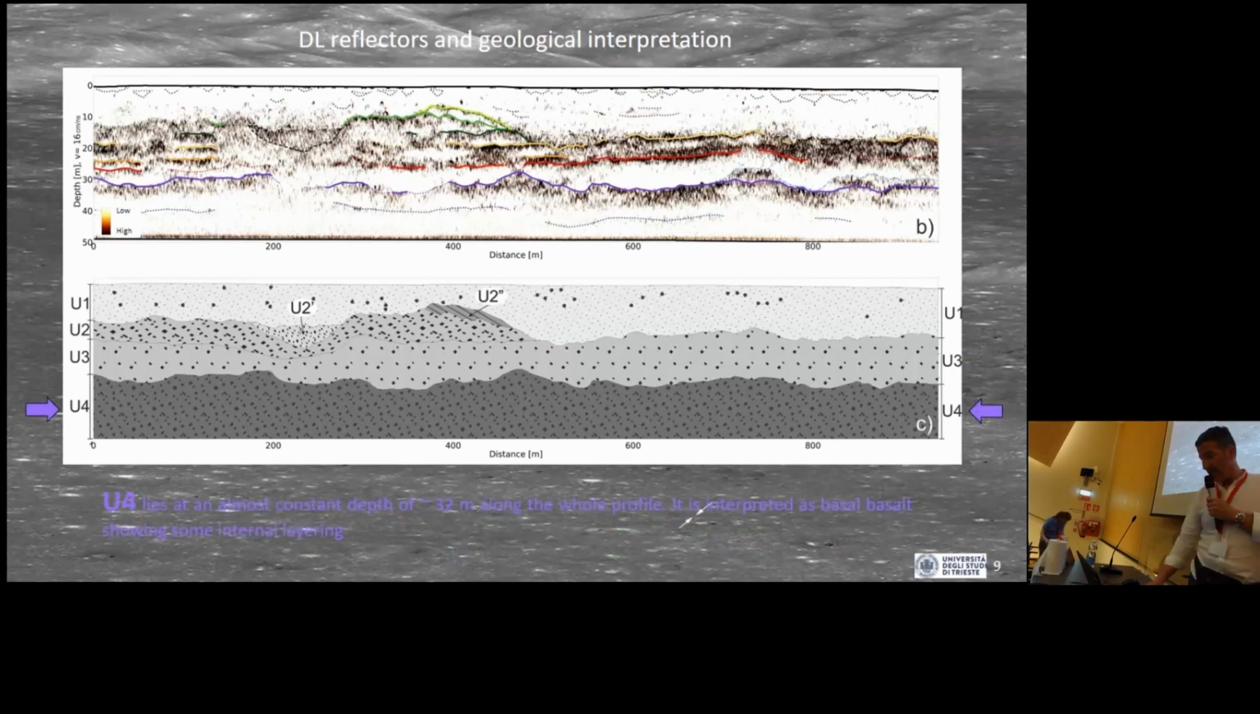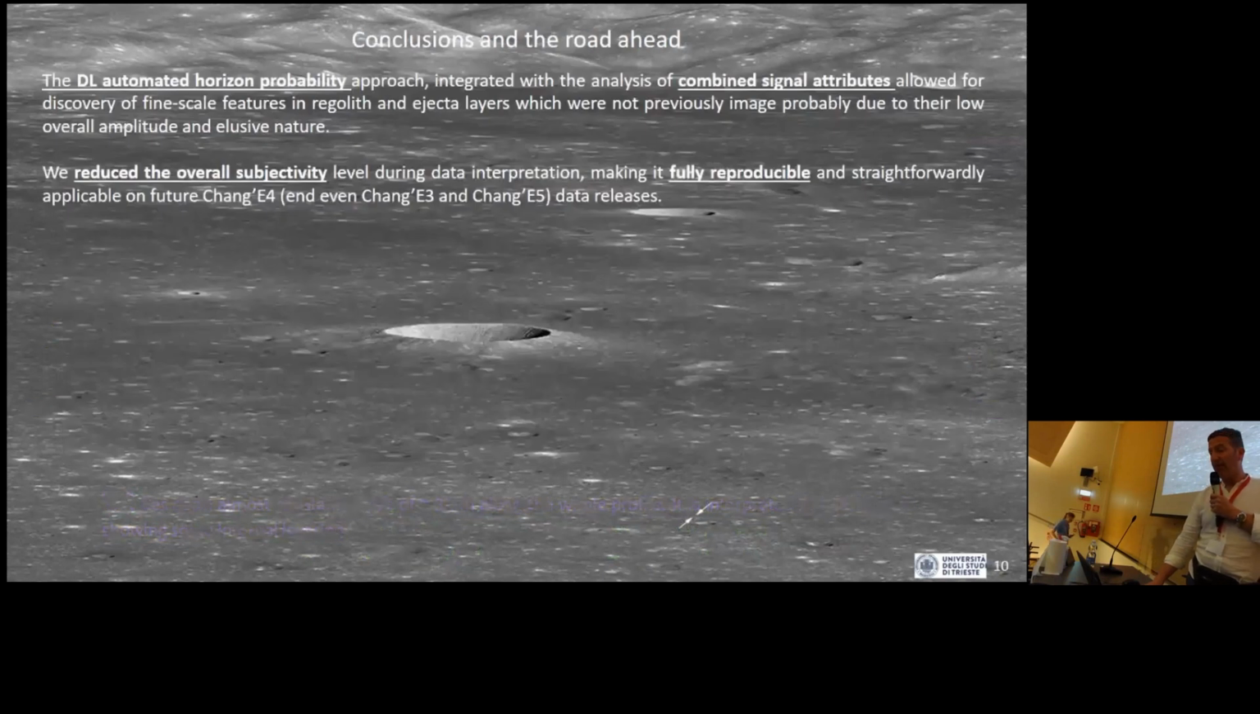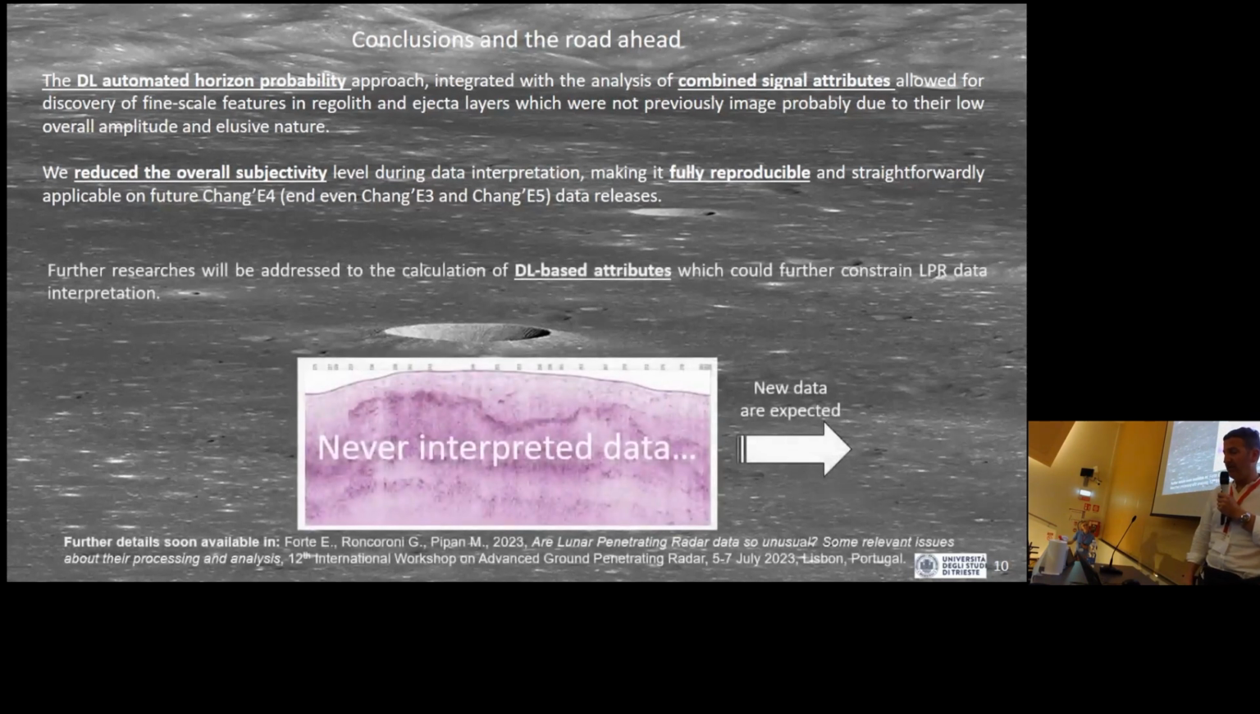So just to conclude, the deep learning automated horizon probability approach can give us the opportunity to have a much more objective way to interpret not only the radar data of the Earth, but even the data of the Moon. Why not? This is fully reproducible. We can already obtain the results, and there is a lot of newly interpreted data. By the way, yesterday evening I told you that new data has been released to the public community, so the work and the road ahead is long, and we can work to interpret all the data available up to now.